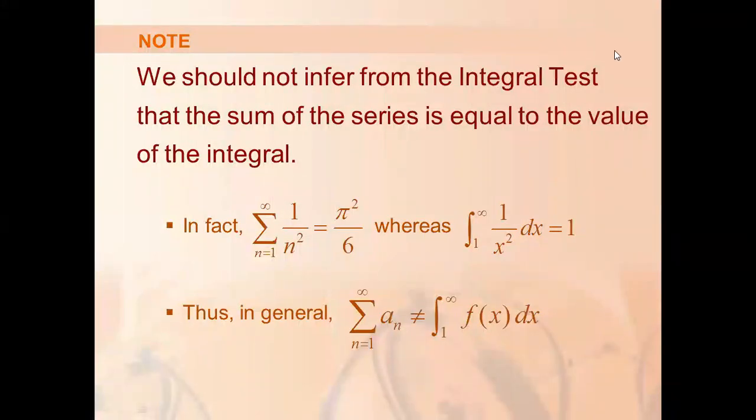Now there is one more important point, and that is that the sum of the series is not equal to the value of the improper integral. That is, the sum of 1 over n square is pi square over 6, while when we integrate the improper integral of 1 over x square dx we get 1. So in general, the sum of the series is not equal to the value of the improper integral. Although the convergence of the improper integral implies the convergence of the series, the sum of the series is not equal to the value of the improper integral.